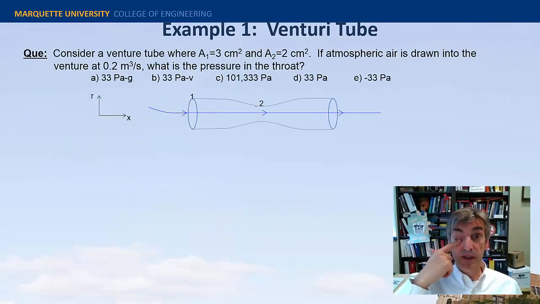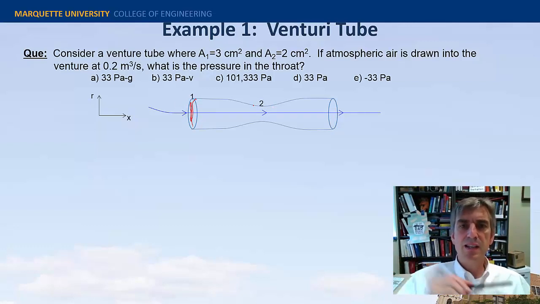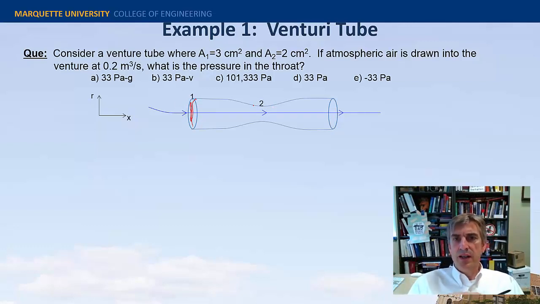Let's do a quick example. Here we have a little Venturi tube. It has a large area at the inlet of 3 centimeters squared, and then a slight neck, 2 centimeters squared. It's drawing atmospheric air in at a volumetric flow rate of 0.3 meters cubed per second. What's the pressure in the throat?